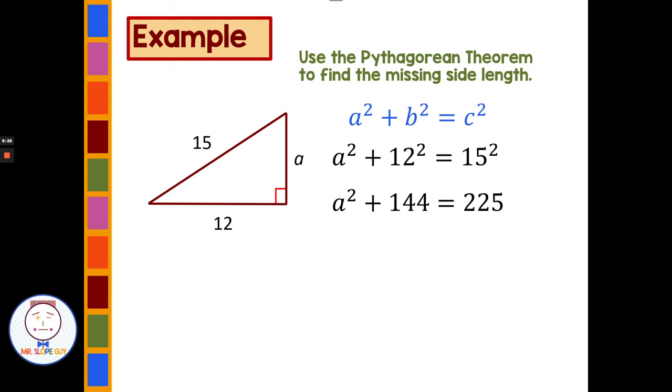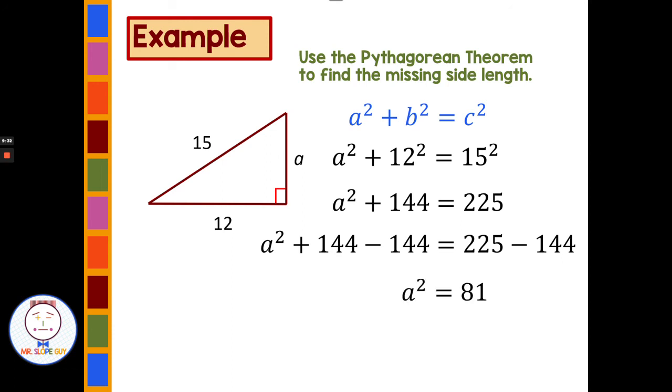Now my steps to solve this one are a little bit different. To isolate the A, I want to subtract 144 from each side. That'll get the A squared by itself on the left side. On the right side, 225 minus 144 is 81. Oh, this one comes out to be a perfect square because I know 9 times 9 is 81. The square root of A squared is A, so my missing side, my missing leg, is 9.